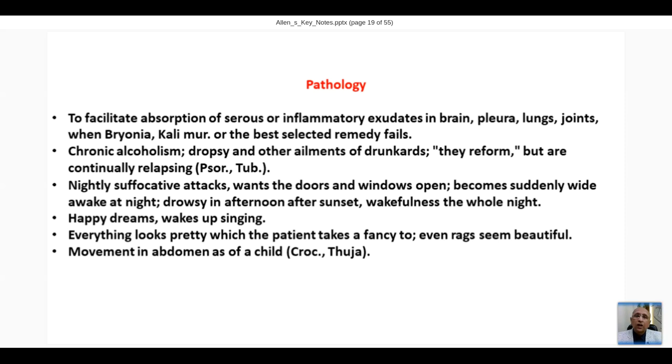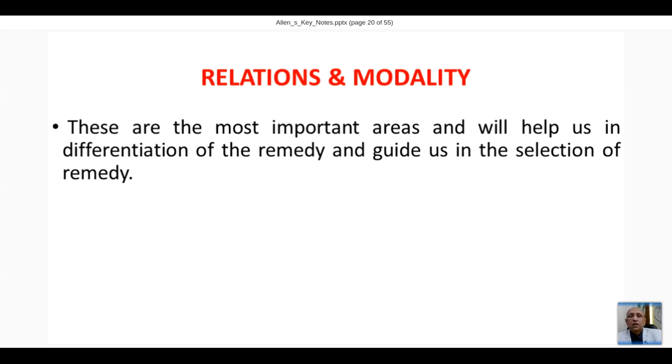If you make it clear in your mind, then you can catch sulfur right from the keynotes, right from the entry of the patient in your consulting room. After completing the first 3 points, he mentions one important thing which one should not miss, and that is the relations and modalities. This is one more important part one should not forget. These are the most important areas and will help us in differentiation of the remedy and guide us in selection of the remedy. This is the most essential part of the remedy.